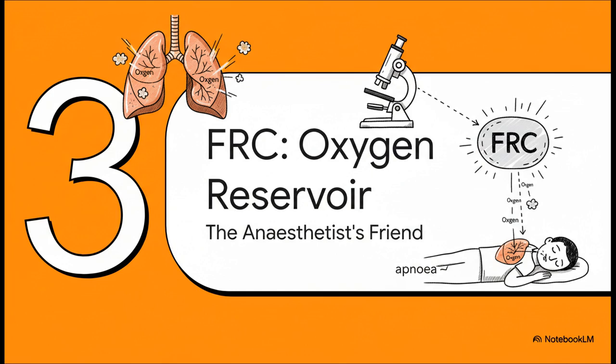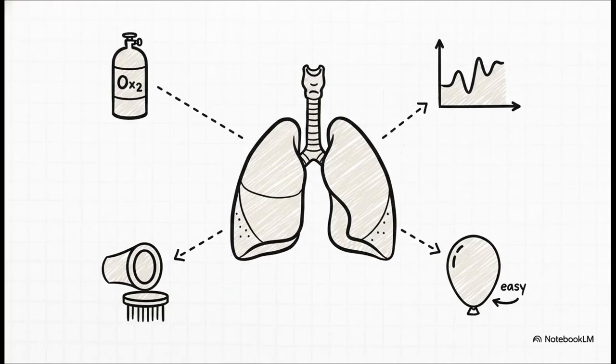Well, think about this. The second you induce anesthesia and your patient stops breathing, becomes apnoic, the air that's sitting in their FRC is the only oxygen they have to live on. That's it. I mean, FRC is a real multitasker. First and foremost, it's that critical oxygen reservoir during apnea. But it also acts as a buffer, smoothing out the big swings in oxygen levels between breaths.